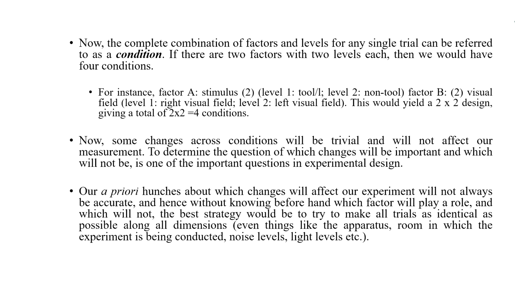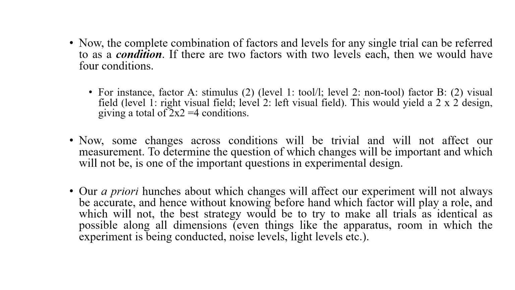Alright. So, some changes across conditions will be trivial and will not affect our measurement, and determining which changes will be important and which are not is what we try to handle in experiment design. Now, our a priori hunches about what changes will affect our experiment will not always be accurate, and hence, without knowing beforehand which factor will play a role and which will not, the best strategy is to make all trials as identical as possible along all dimensions, even things like apparatus, the room in which the experiment is being conducted, noise levels, etc.